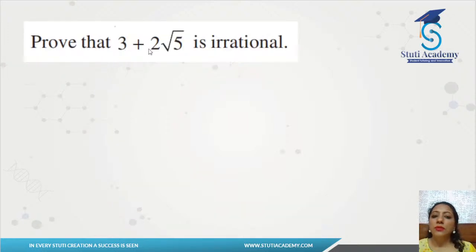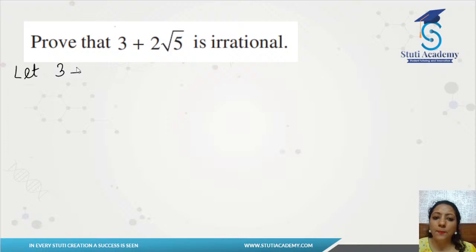Now, in NCERT, there's an exercise based on the same concept. Prove that 3 plus 2 root 5 is irrational. Now, root 5 we know is irrational because it's the square root of a prime number. You can prove it using the same proof which I just gave you for root 2. When such questions come in the exam, we'll do it as we did this root 2 theorem.